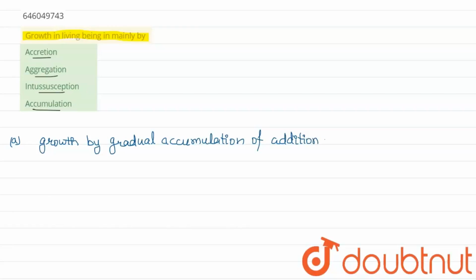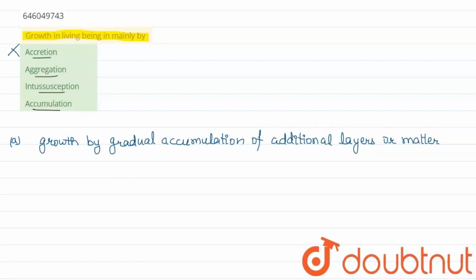So accretion is the growth or increase by the gradual accumulation of additional layers or matter. So it is growth by gradual, that is slow, accumulation of additional layers or matter. So this option is wrong, as living beings' growth does not take place by this method.